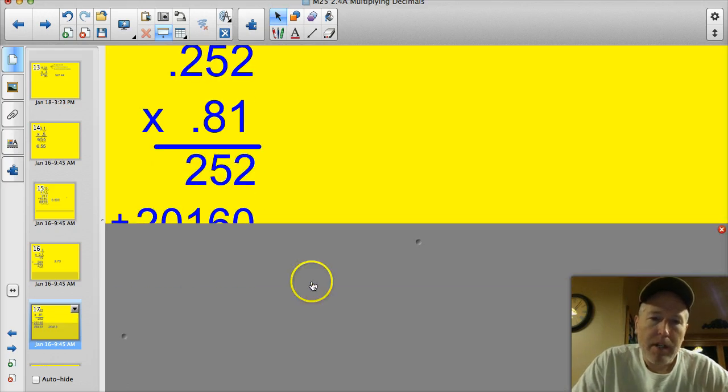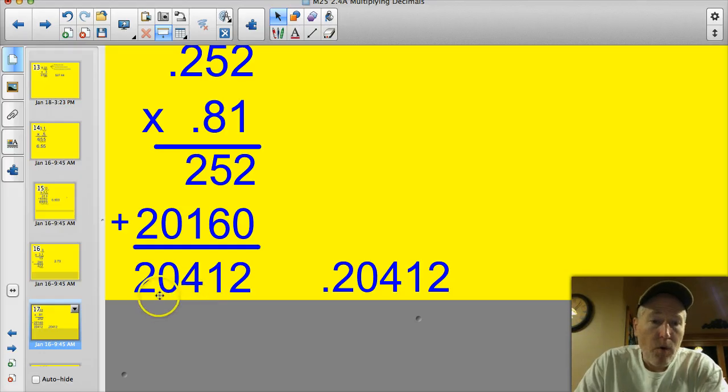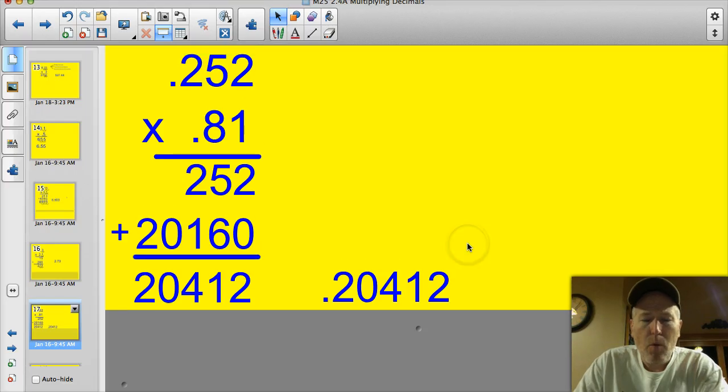Well, if you did all the work right, you'd have ended up with 20,412, but you have 5 decimal places. 1, 2, 3, 4, 5 on the top, so you've got to move that decimal place 1, 2, 3, 4, 5, all the way to the front of that number. 0.20412, what does that even mean? Well, if you just think about those first 2, it's like 20 cents, right?